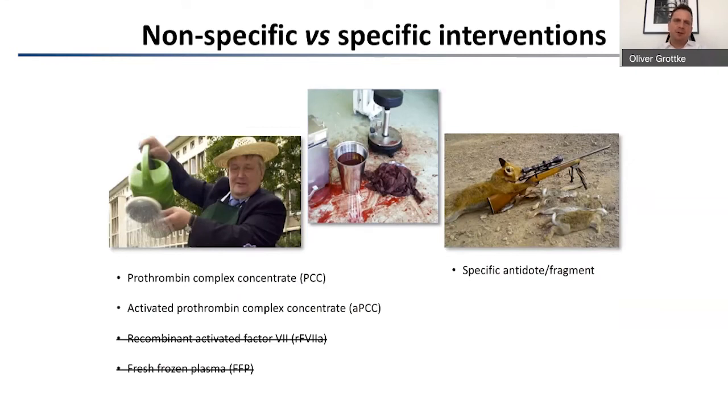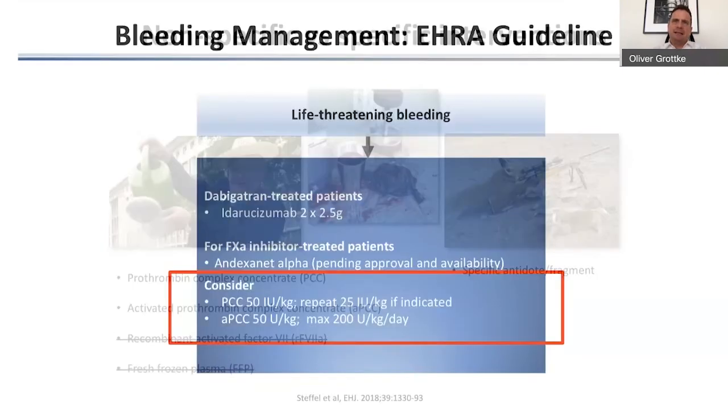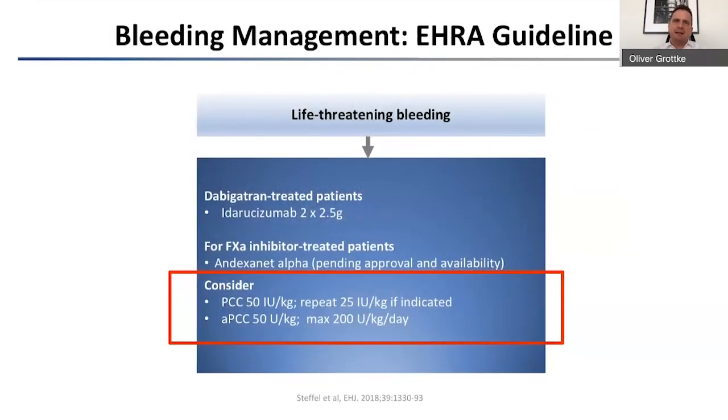What about the use of 4-factor PCC as an unspecific measure to overcome the anticoagulatory effects of the factor Xa inhibitors? And indeed, if you look again at these different guidelines, we can see as a second option, following initial antidote therapy, if we do not have andexanet alfa available, we may want to consider the use of a 4-factor PCC, and we have doses between 25 and 50 units per kg.